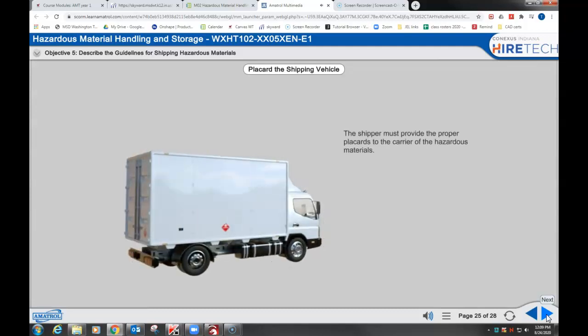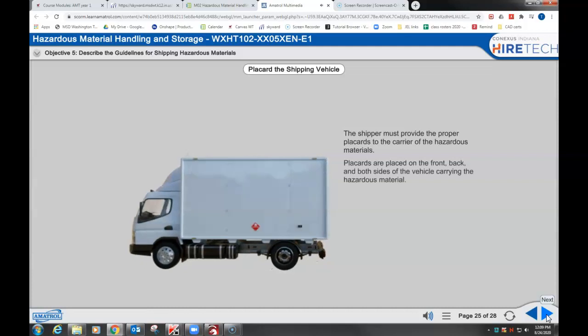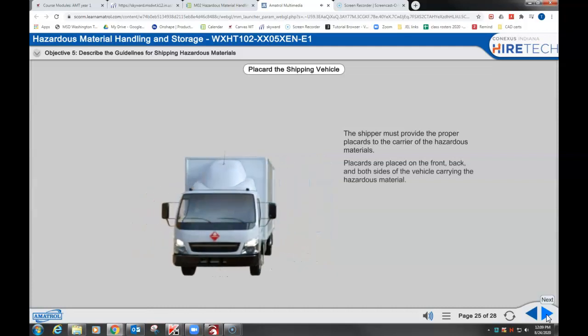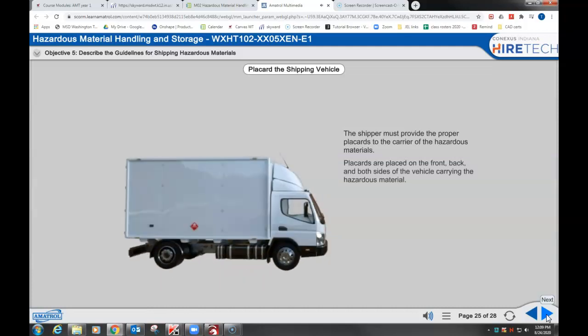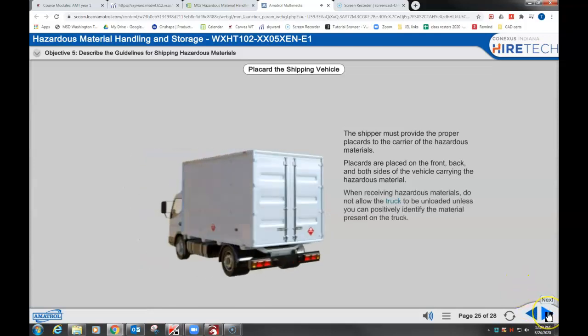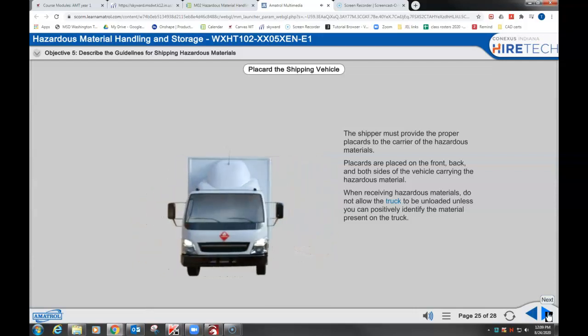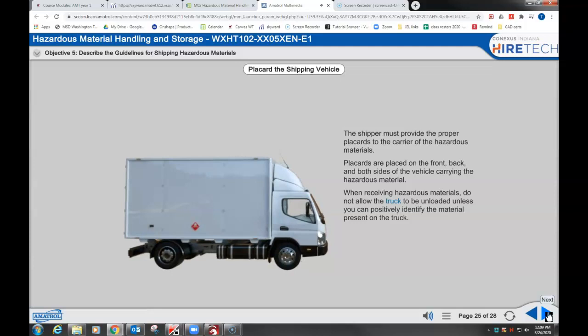The shipper must provide the proper placards to the carrier of the hazardous materials. Placards are placed on the front, back, and both sides of the vehicle carrying the hazardous material. When receiving hazardous materials, do not allow the truck to be unloaded unless you can positively identify the material present on the truck.